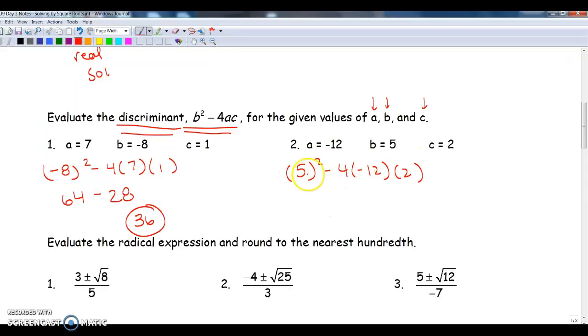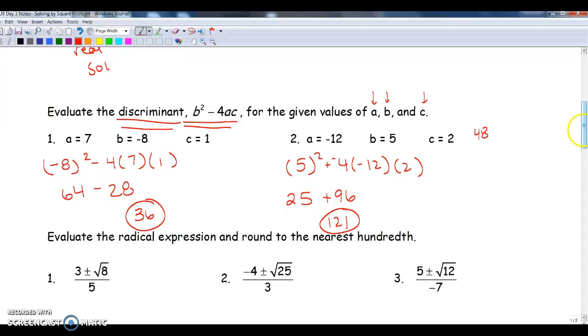And then you just simplify. 5 squared is 25. And then we have minus 4. Now, if you want to think of this as plus negative, you can. You've got negative 4 times negative 12, which is positive 48. 48 times 2 is positive 96. And then you're combining the 25 and the 96 together, and you're going to get 121. So that's how those work.